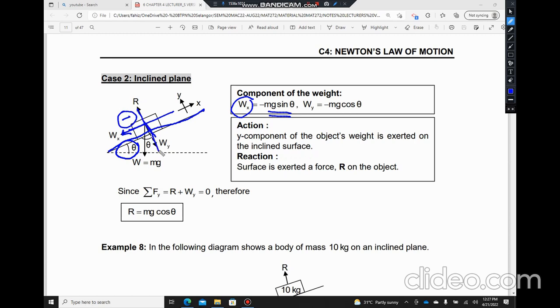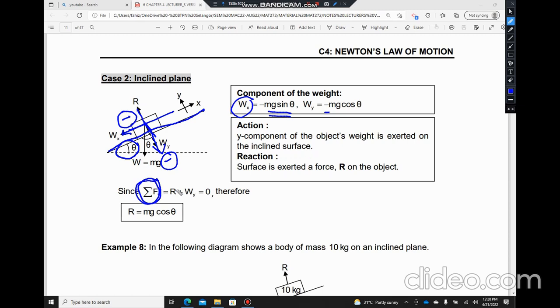Sebab apa negatif mg cos theta? Sebab dia ke bawah. Ke bawah pun direction dia negatif. So that's why dua-dua ni negatif. Okay, action, y component of the object's weight is exerted on the inclined surface and then reaction, surface is exerted a force R on the object. So jumlah untuk Fy samalah R tambah Wy equals to 0.